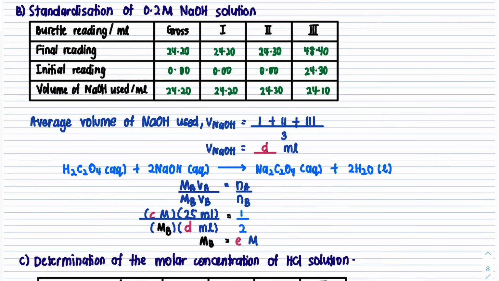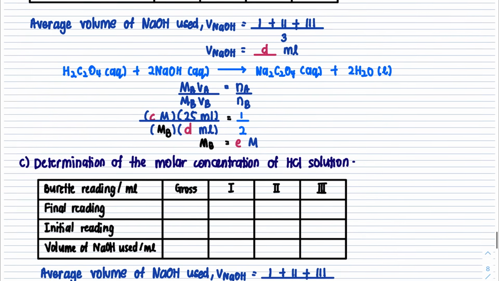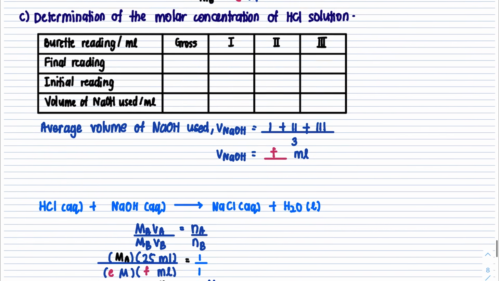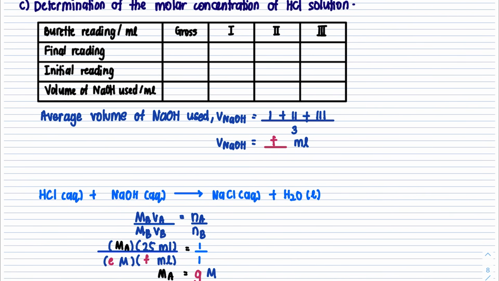Part C is the determination of the molar concentration of HCl solution. So the same one, the determination of the molar concentration is actually our molarity. Previously we found out our NaOH, right now we're going to find out our HCl. Again, for the average volume of NaOH used, what we're going to take is the values of 1, 2, and 3, so you will get the average. After that, once you have found out the average volume of NaOH used for this titration, what you need to do is find out the molar concentration of HCl, which is Ma.